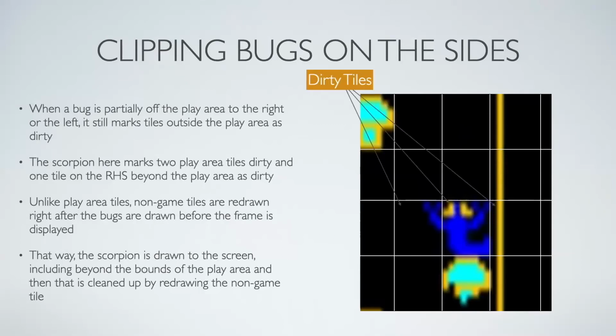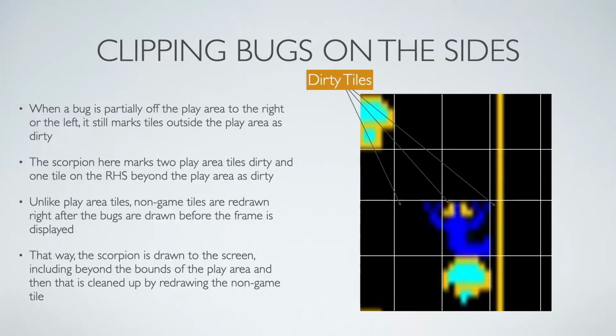Here are the dirty tiles. 2 of the tiles are in the play area, but one on the right is a non-gameplay tile. We redraw play area tiles in order to erase the bug so it can be moved, but non-gameplay area tiles are erased right after the bugs are drawn. So when the scorpion is drawn, those 2 play area tiles and 1 non-play area tile are all marked dirty.